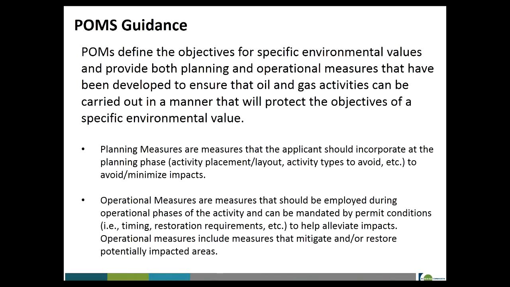So what are the POMs? POMs identify objectives for each area of environmental value and provide both planning and operational measures developed as oil and gas activity-specific guidance for working in these areas. Planning measures are the measures the applicant should incorporate at the planning phase. These are things like activity placement, layout, and activity types to avoid, in general, avoiding and minimizing impacts. Operational measures are the measures that should be employed during the operational phase of an activity and can and likely will be mandated by permit conditions. These are things like timing, restoration requirements, and restoration timing. These help alleviate impacts to the environment.